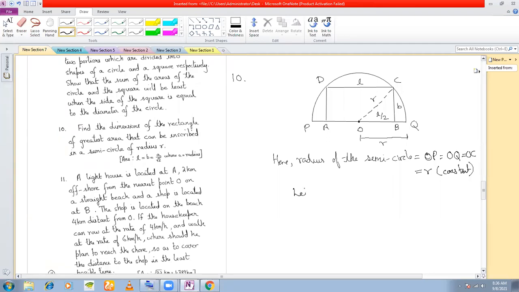So I say let L and B be the length and breadth of the rectangle, as I have shown in the figure.